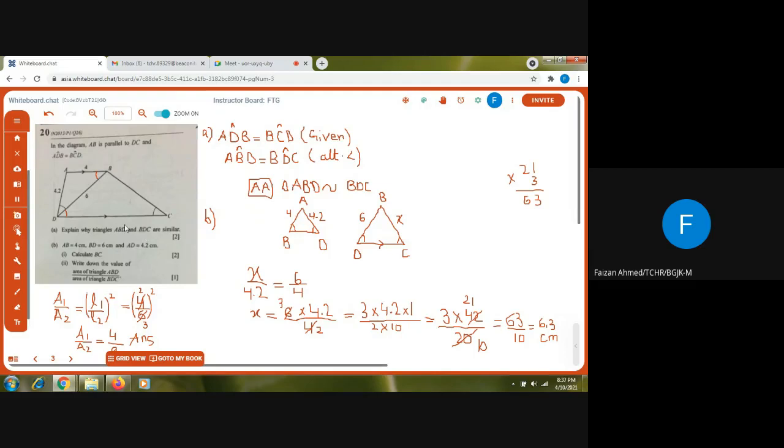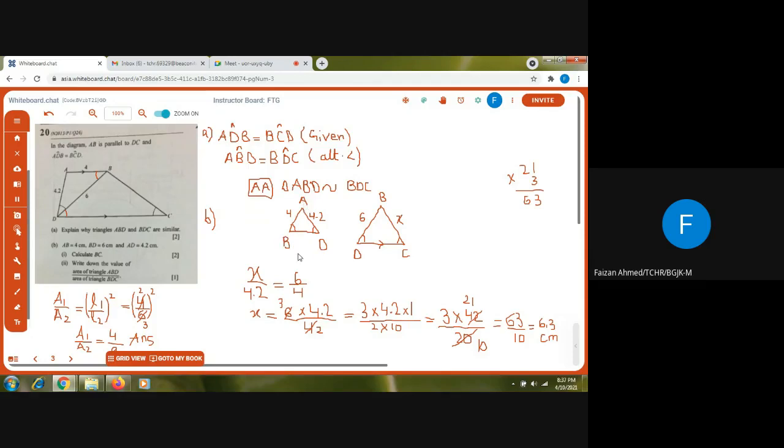The matching is B and A. So in place of B, I will write A. The second letter is D, and the second letter over here is B. So in place of D, I will write B. The third letter is C, and it matches to D, so I will write D in place of C. So this is the trick of labeling a triangle.